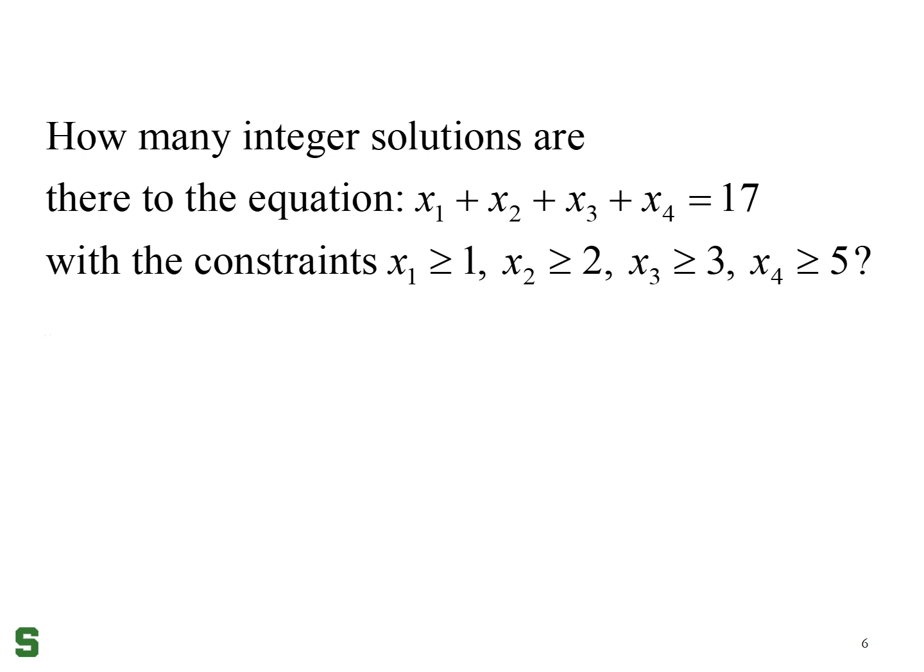Here is another variation of the same problem. We have x1 plus x2 plus x3 plus x4 is 17. But now we have constraints that x1 must be at least 1, x2 must be at least 2, x3 must be at least 3, and x4 must be at least 5.